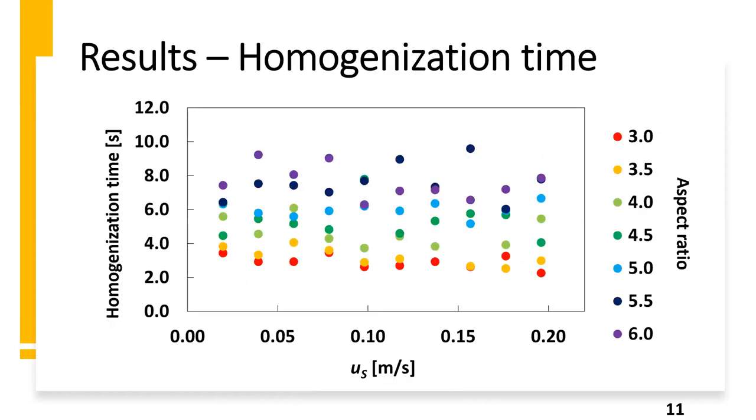Now to the results for the homogenization time itself. Here you can see a figure which represents the dependence of homogenization time on superficial gas velocity, again for different aspect ratios. There is a slight visible trend of decrease of the homogenization time with increase of superficial gas velocity, and a big increase of mixing time with increase of aspect ratio.